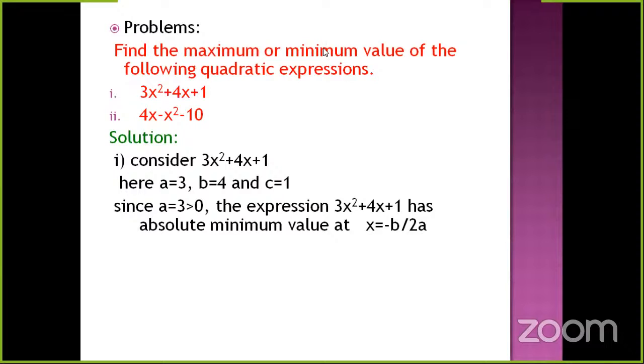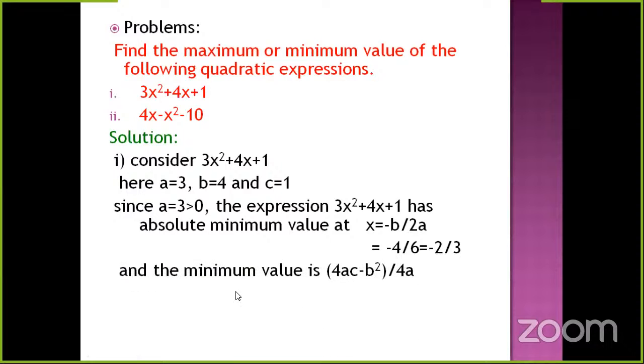So, to find out the maximum or minimum value of the quadratic expression, we have to check whether the coefficient of x square, a, is either positive or negative. So, in this condition, the value of a is 3, which is greater than 0, means it is positive. The expression 3x square plus 4x plus 1 will have absolute minimum value at x equal to minus b by 2a. So, substituting the value of b and a, I will get minus 4 by 6, which will be equal to minus 2 by 3.